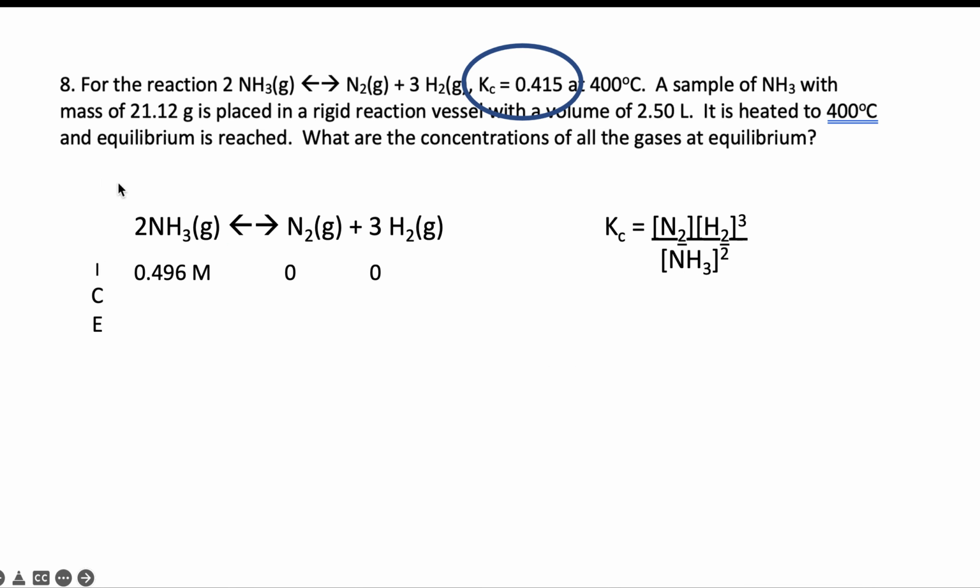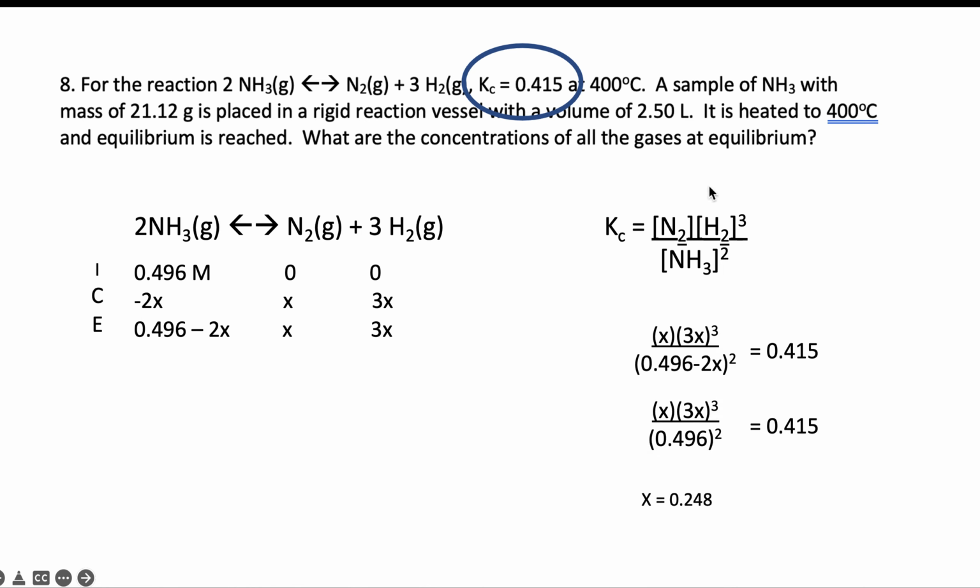So within here, this would be my initial setup. I've converted the 21.12 grams of NH3 into moles, expressed it as moles per liter, and this would be my initial amount. This would be the Kc expression that I would end up using. It's going to change by 2x, x, and 3x. This would be then my equilibrium line. If I take all of those and put it into my Kc, this would be the entire expression, including all of the x terms. I'm going to try the assumption that I can neglect the x that's being subtracted. And when I do that, when I solve for the x value, it leads to something that I absolutely cannot neglect.